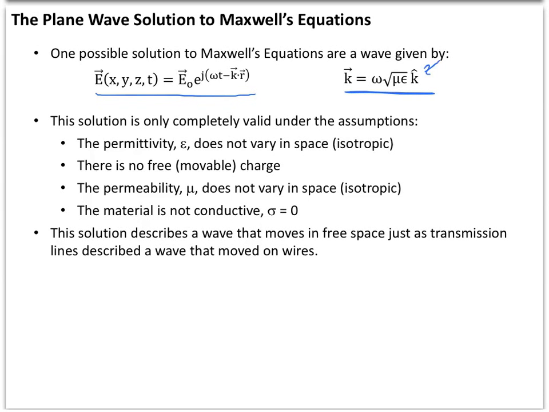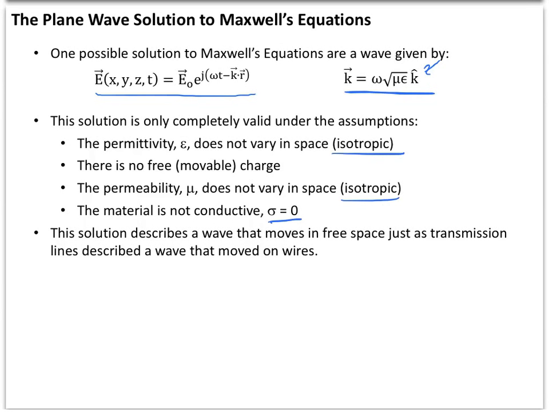However, we also talked about how this solution was really only completely valid under a couple of assumptions. That the permittivity doesn't vary in space and the permeability doesn't vary in space. In other words, the material is what we call isotropic. There's no spatial variation. There's no free or movable charge that can be pushed around in the fields in the region we're talking about. And also that the material is not conductive, or the conductivity is zero.